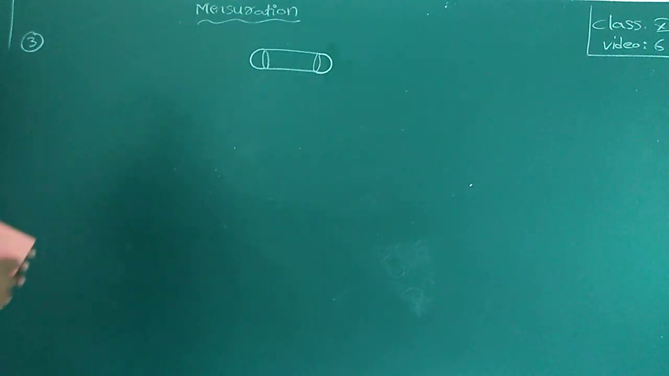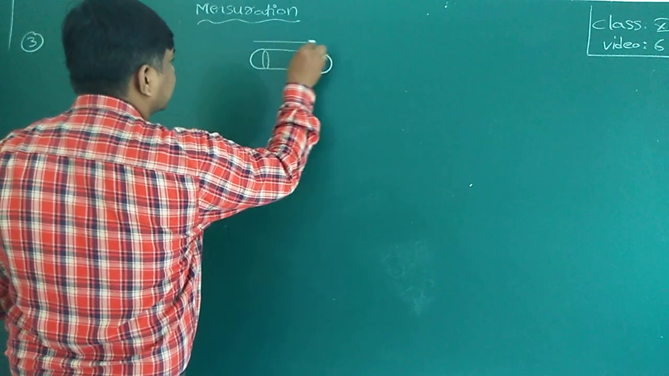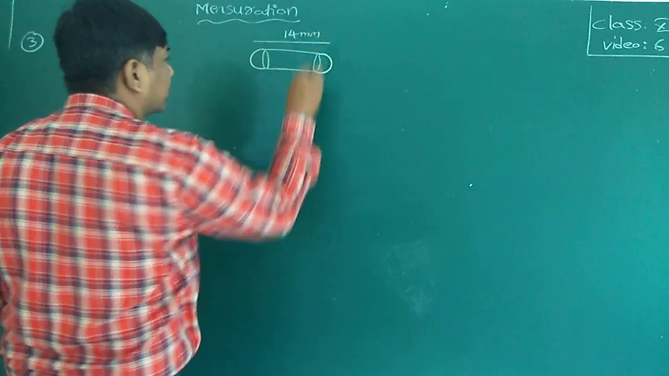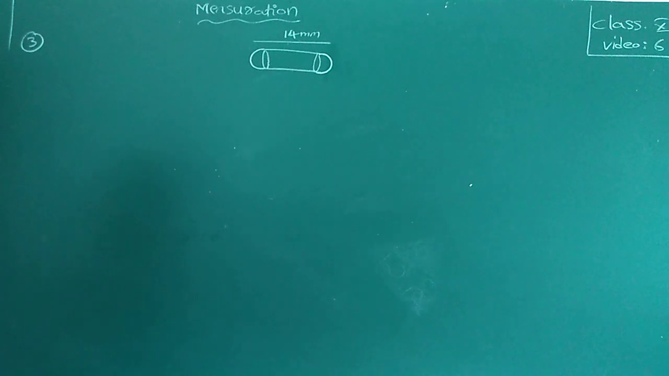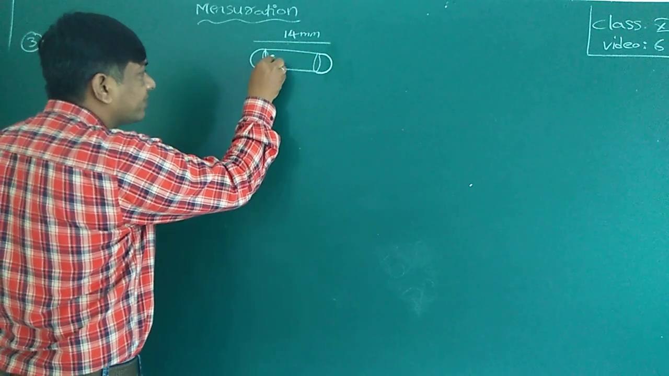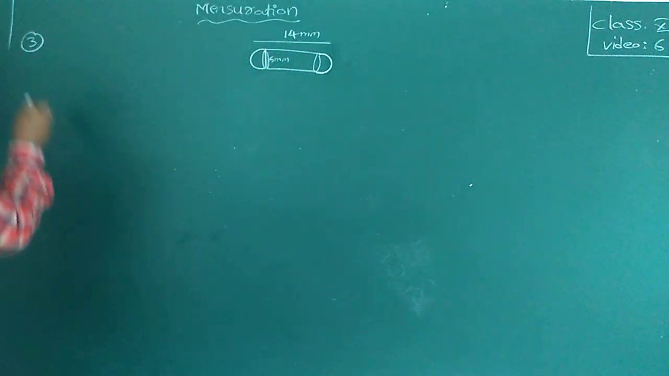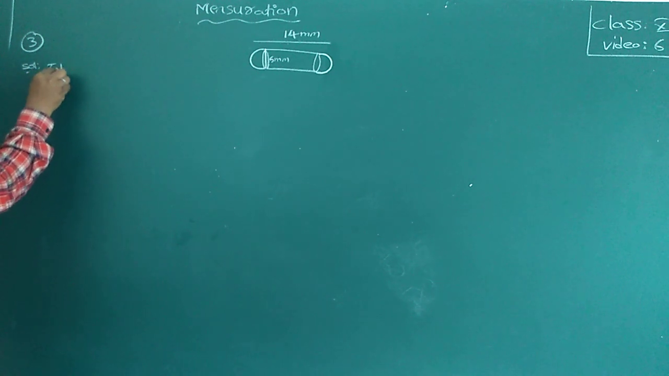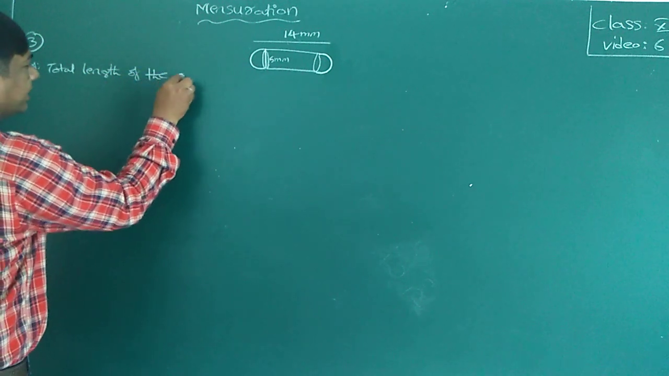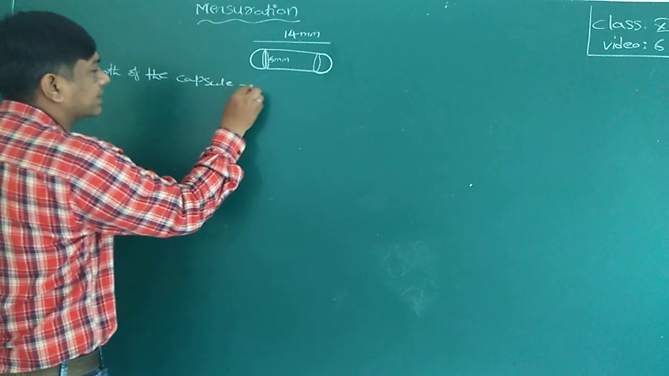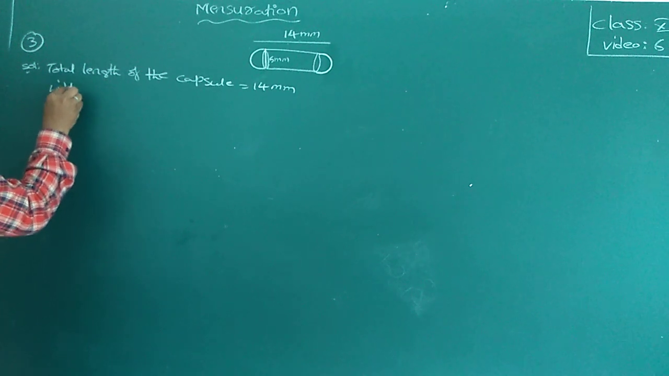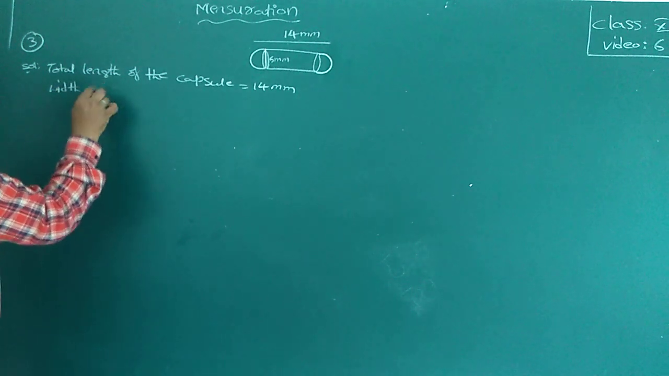The length of the capsule, this total length, is equal to 14 millimeters. And the width is 5 millimeters. Width means this is the width, this is 5 millimeters. See here, the total length of the capsule is equal to 14 millimeters, and the width is equal to 5 millimeters.